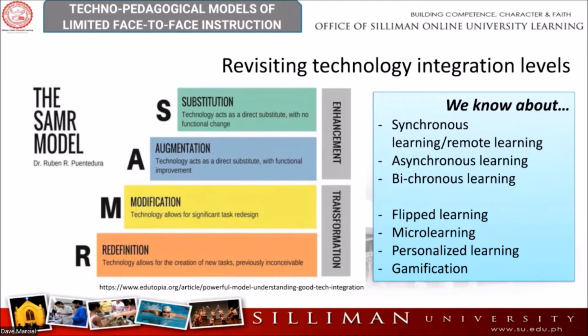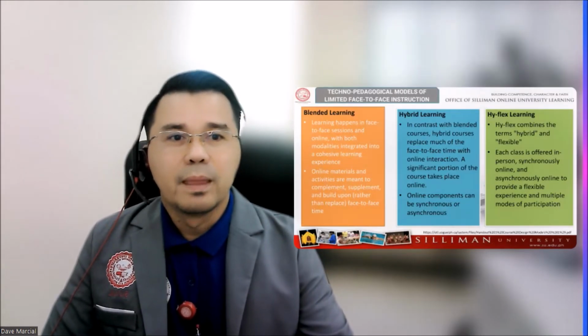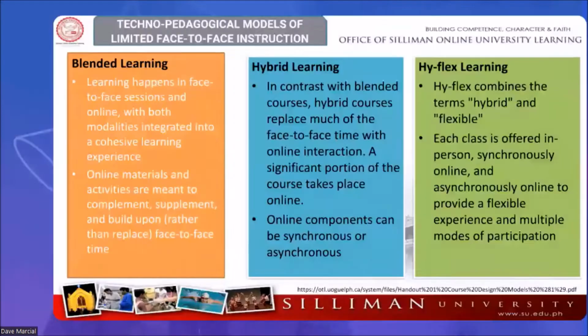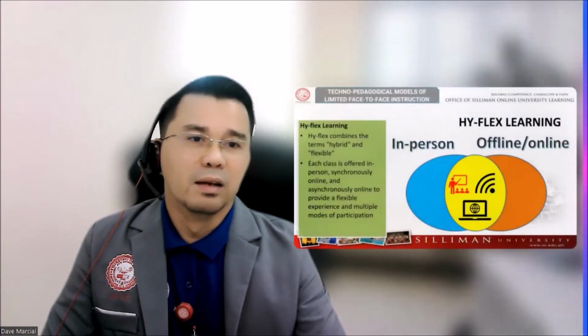For transformation, this is the redefinition and modification. And for the enhancement level, these are augmentation and substitution that you can choose based on your available resources, on your learning objective, and the competencies that you would like to develop in your class. In the previous video, I presented to you three technology-oriented approaches of flexible learning in the context of limited face-to-face. These are the blended learning, hybrid learning, and the high-flex learning.